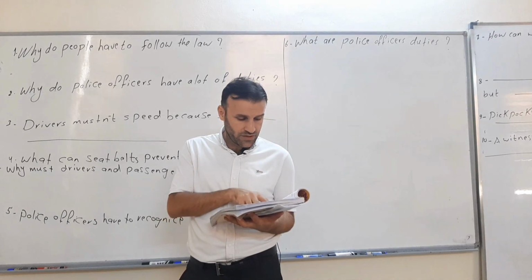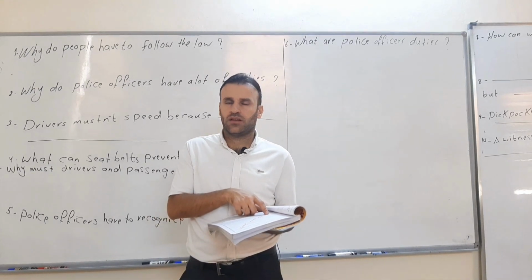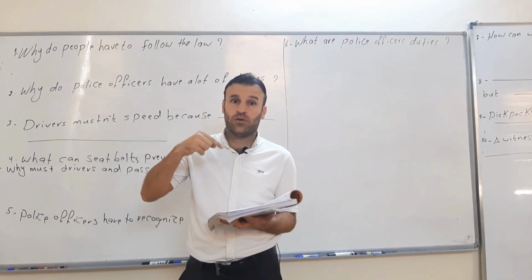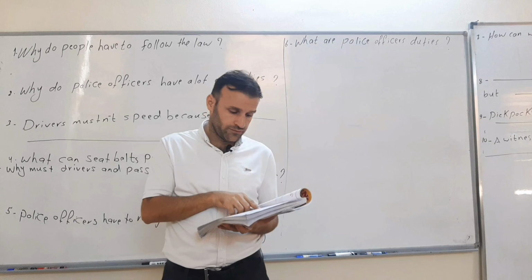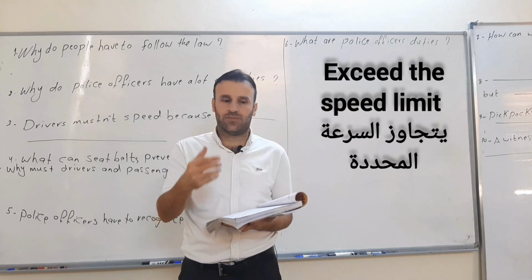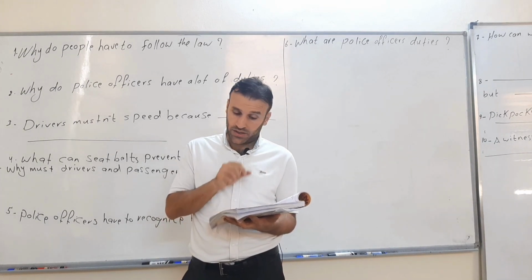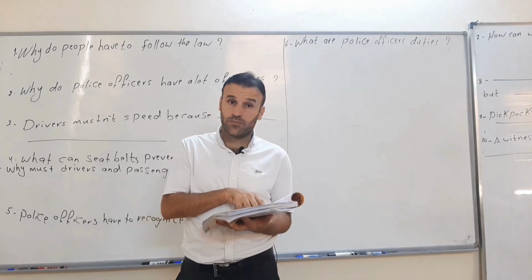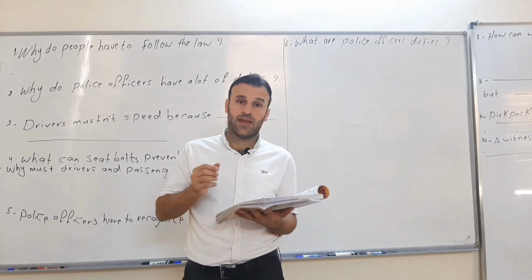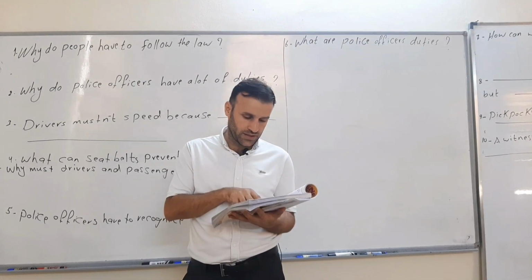They also use radar speed guns. You know, a radar speed gun is a machine which can be used to identify the speeders. I mean, the people who are driving too fast, the people who exceed the speed limit. So, to identify people who are driving too fast. This is very important. Drivers mustn't speed because speeding is one of the leading causes of deaths on the road.